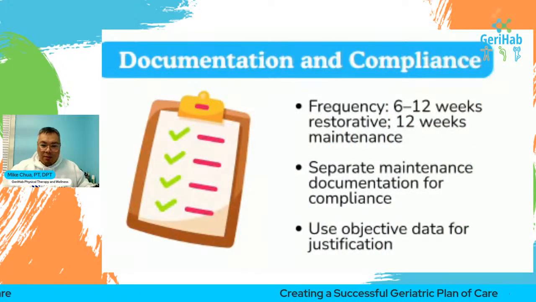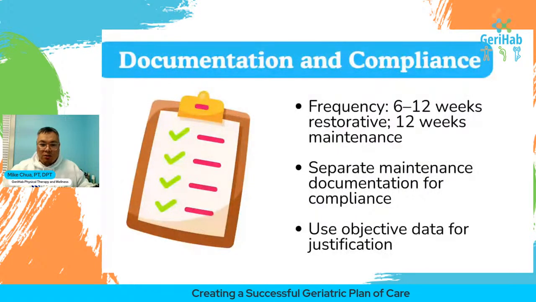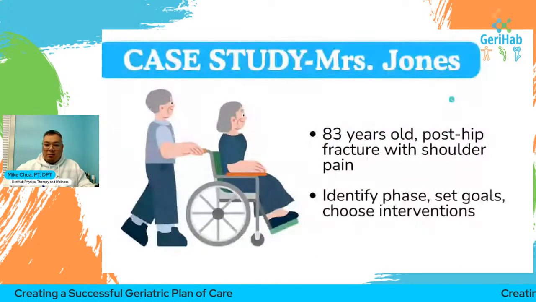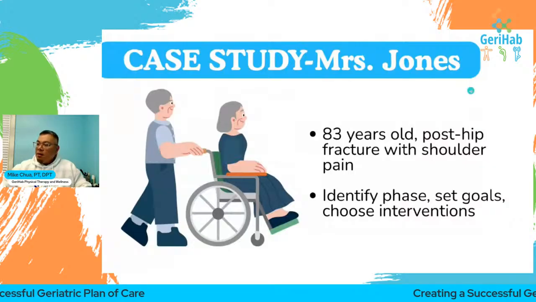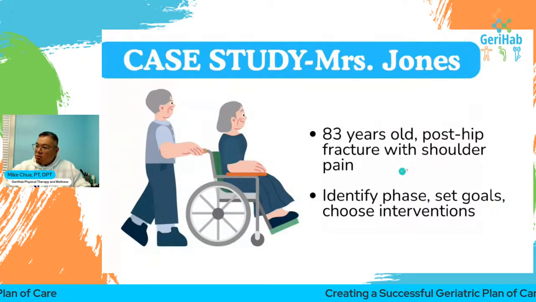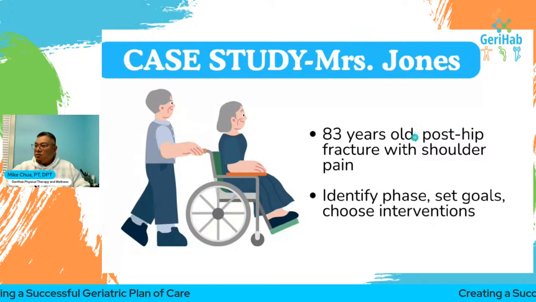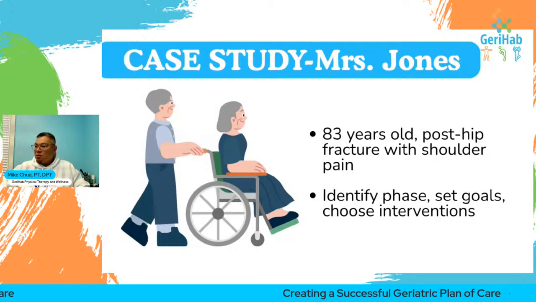All right, so always use objective data. Okay, let's do this case study real quick. 83 years old, post hip fracture with shoulder pain. So maybe the patient fell on the hip, and then she tried to reach, outstretch her hand, and now her shoulder is hurting. What are you going to do?